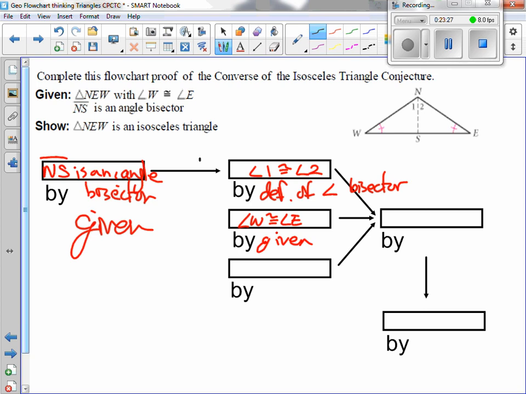So let's see what we have so far. I have an angle. I have an angle. We're going to need a side. Because if I had 3 sets of angles, would that work? No. Angle, angle, angle doesn't work. So I need a set of sides. Is there a set of sides that are congruent for these two triangles? SN and SN. SN is congruent to SN. It's our same line.